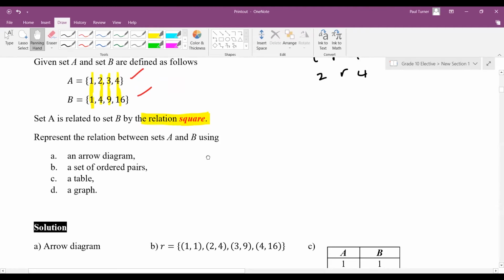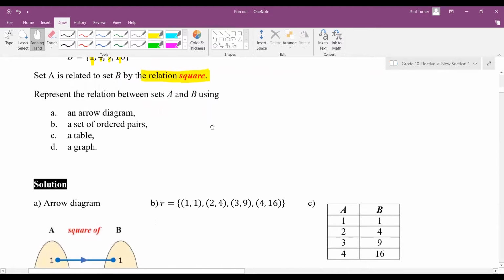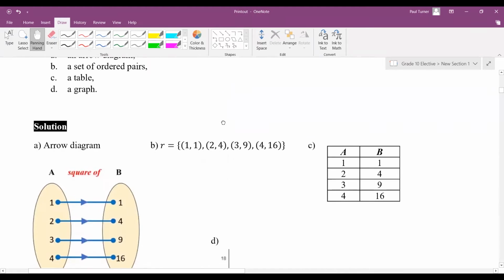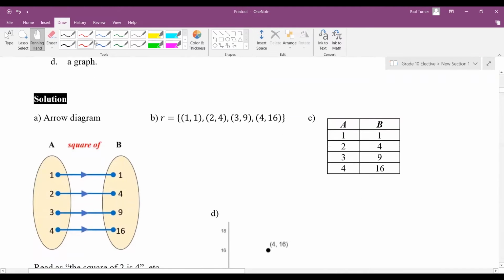And as an example of the solution, the arrow diagram, as I said before, we've got 1, 1, which is here. Then we've got 2, 4, which is here.